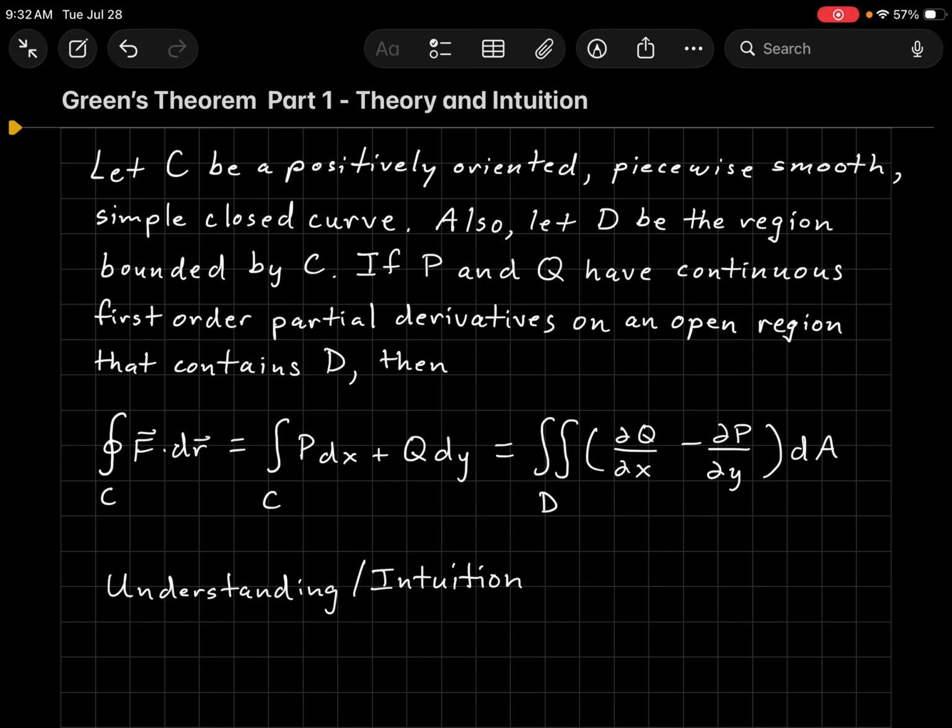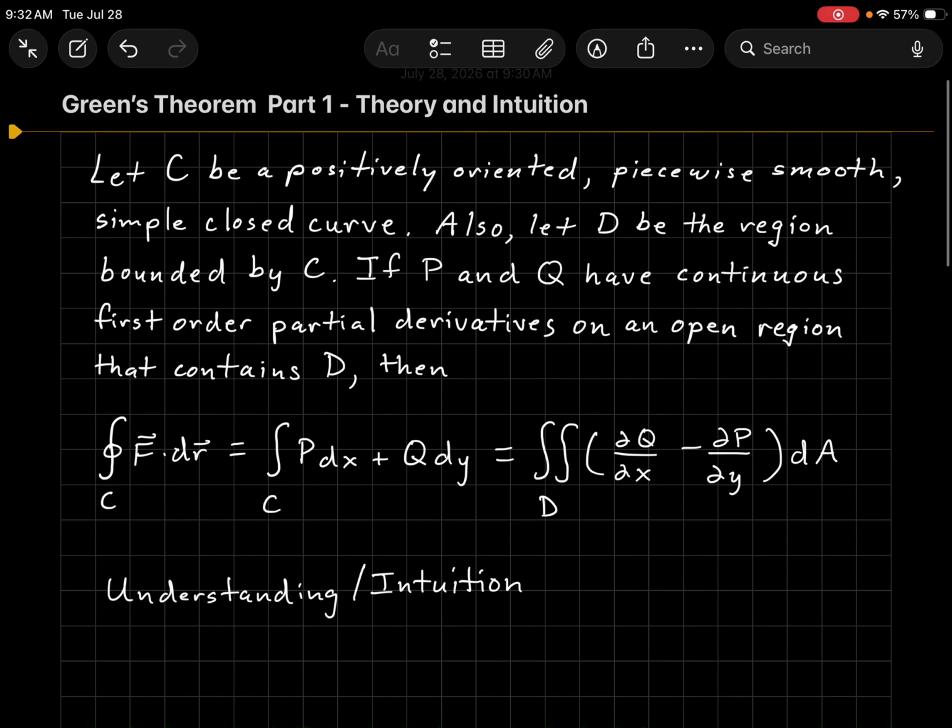Green's Theorem, Part 1. In this video, we're not going to do any problems. Instead, we're going to look at a very important result from multivariable calculus called Green's Theorem. We're going to talk about the theory and try to get an intuitive feel for what's going on.